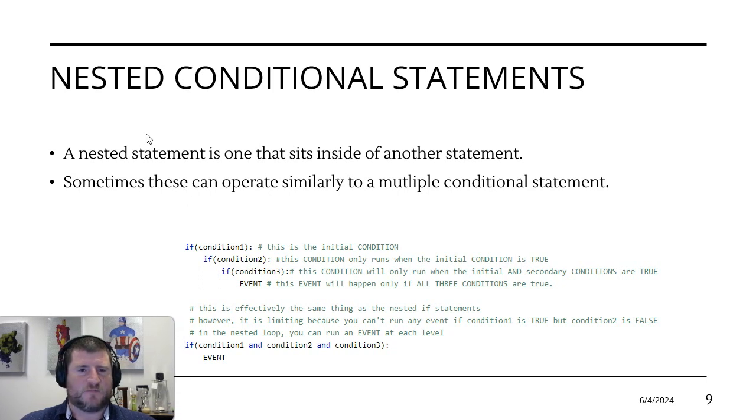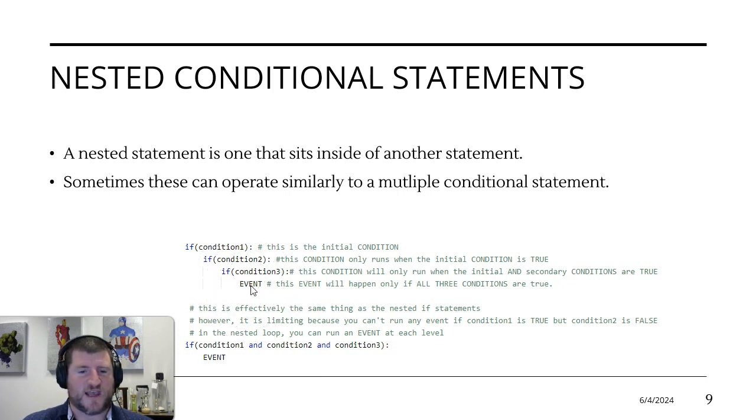The last conditional idea I want to talk about is a nested conditional statement. So a nested statement is just one that sits inside of another statement. So sometimes these operate similarly to a multiple conditional statement, but they have a little bit more flexibility. So in this, you have if condition 1, when this is true, it's going to check to see if condition 2 is true. When condition 2 is true, it's going to check to see if condition 3 is true. When condition 3 is true, it's going to run the event.